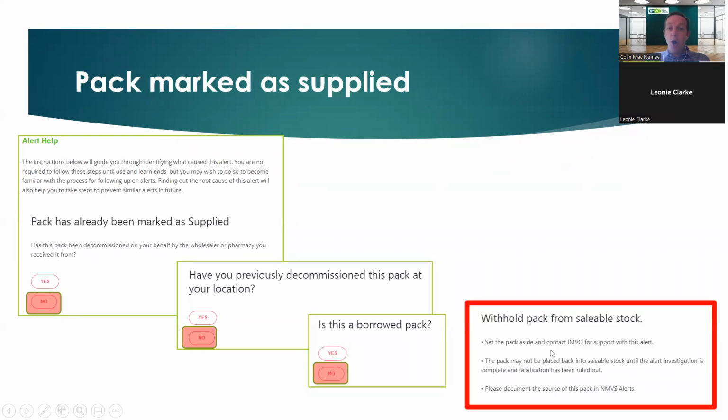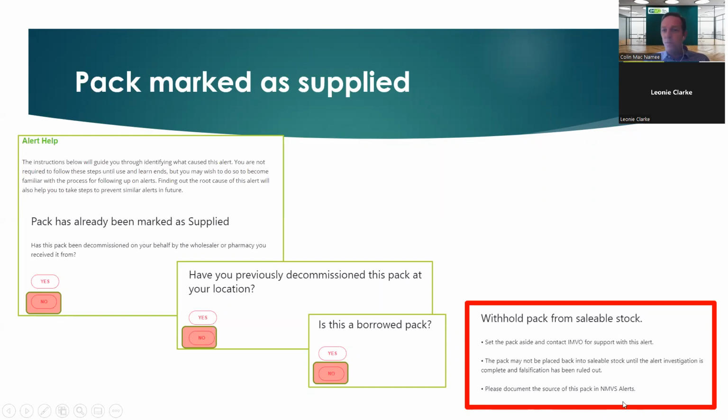If I had said no, it wasn't a borrowed pack, then the alert management guidance requires you to withhold the pack from saleable stock, set the pack aside, and contact IMVO for support with this alert. The pack may not be placed back into saleable stock until the alert investigation is complete and falsification has been ruled out. Please document the source of this pack in NMVS alerts.